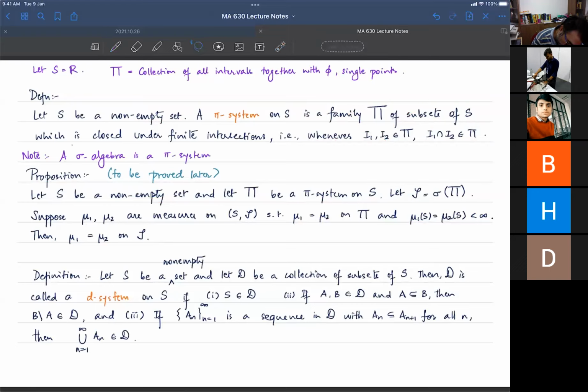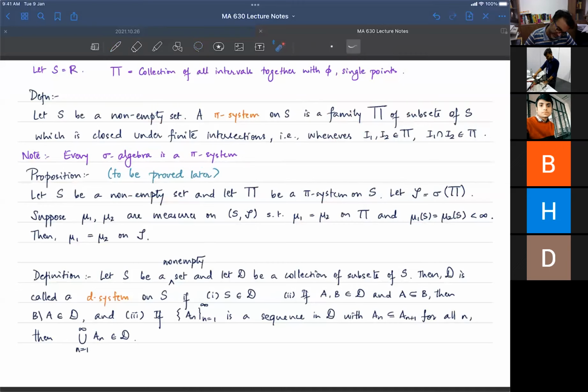Okay, well, let me actually put it in a slightly clearer language. Every sigma algebra is a pi system. If something is a sigma algebra, it has to be a pi system. Okay. Now we're going to define another type of family of subsets of S called a D system.